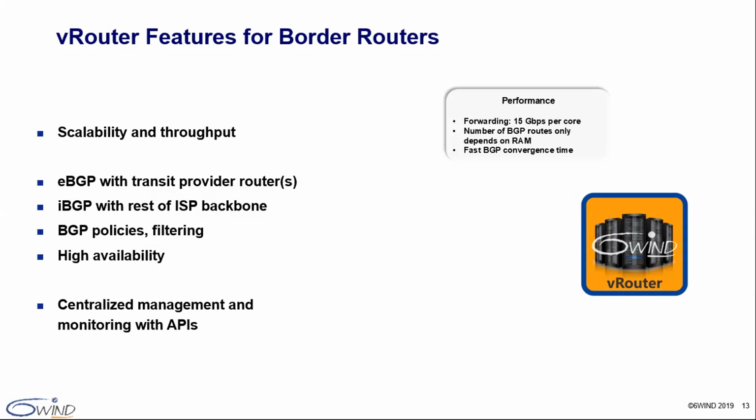BGP scalability is only limited by the amount of available memory in the system, so that handling multiple BGP full routes is not a problem. And we leverage the power of Intel cores to ensure fast convergence. The vRouter supports IPv4 and IPv6 external and internal routing protocols with BGP4 and BGP4+ and OSPFv2 and OSPFv3.